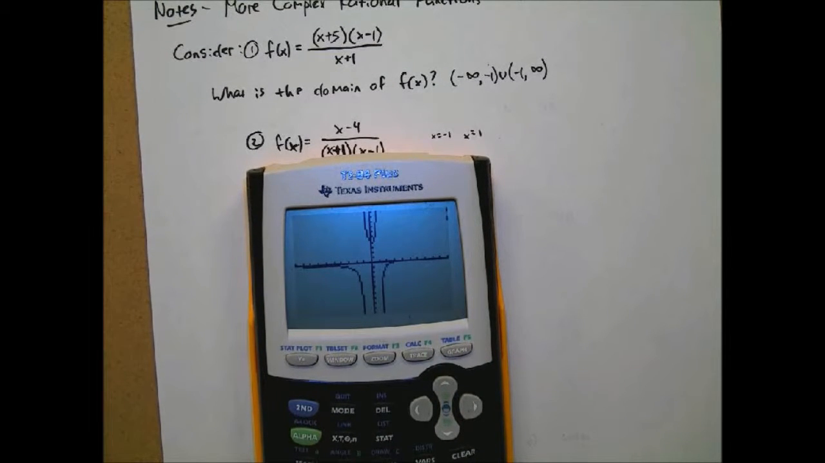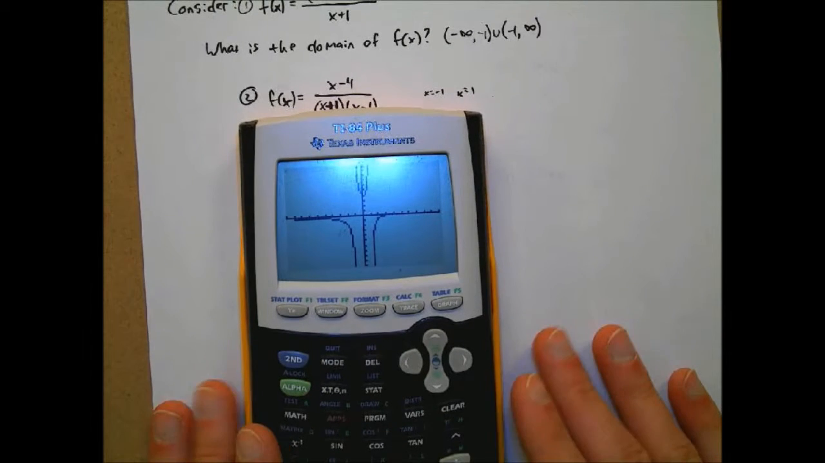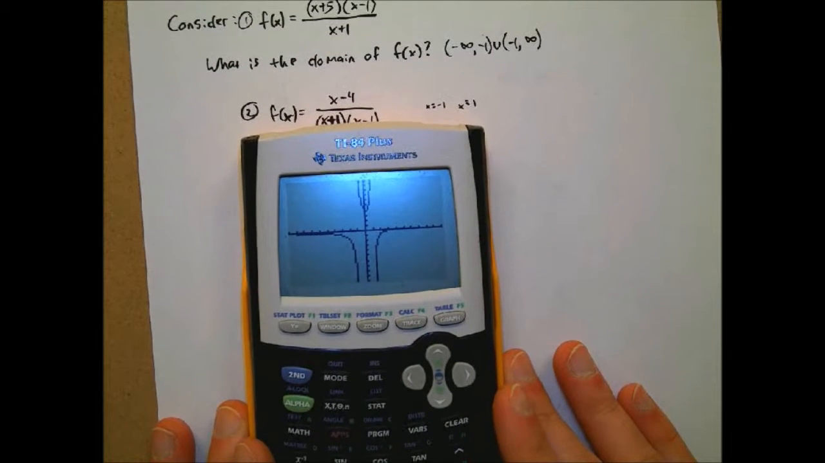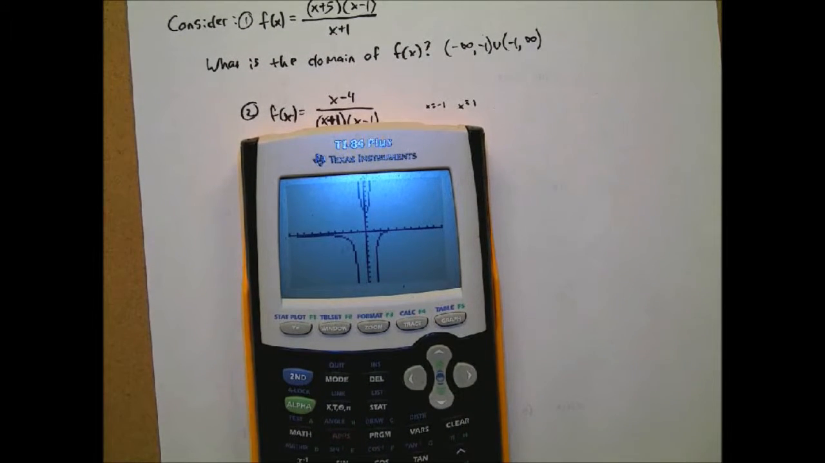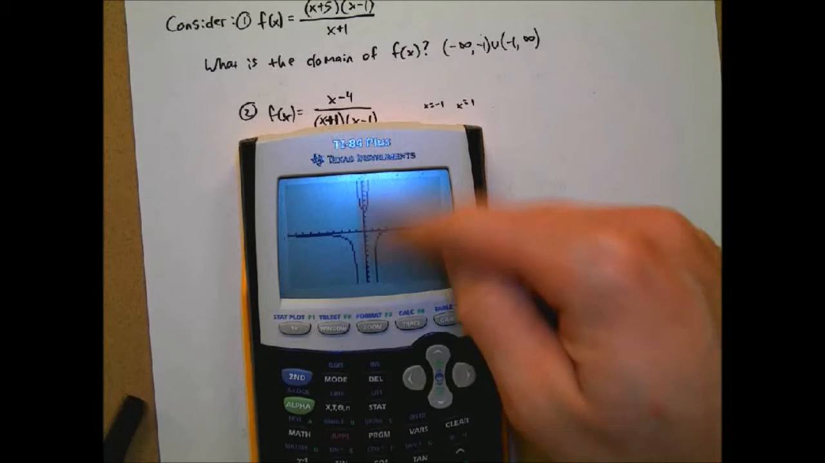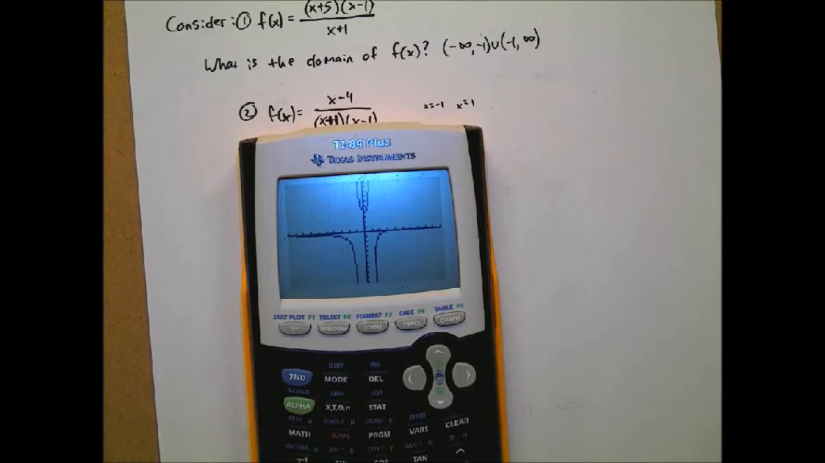Okay, so you can see here we're looking at some more complex functions, right? Do we have a vertical asymptote there at x equals -1? Or should we exclude x equals -1 from our domain? Look at the graph. Yes? Yeah, right. And what about positive 1, x equals +1? Should we exclude that from the domain?